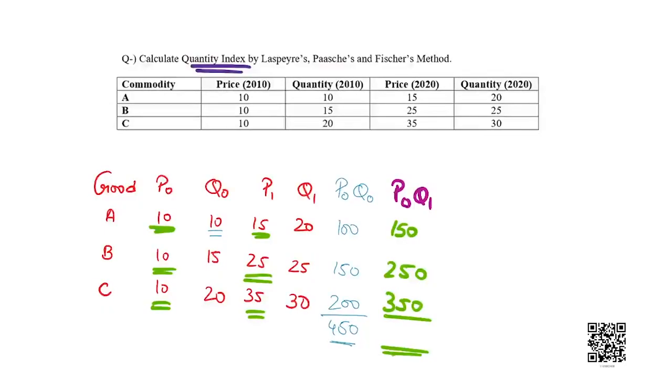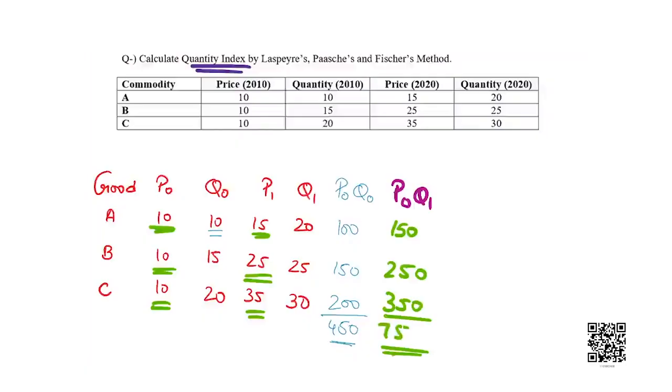So, the total for this will be 350 plus 150, which is 500, and 500 plus 250 is 750. Now, let's calculate the value of P1 Q0. This will be 10 into 15, 150, 25 into 15, 375, and 35 into 20, which will be 700. So, the total for this will be 1,225. Finally, let's calculate the value of P1 and Q1.